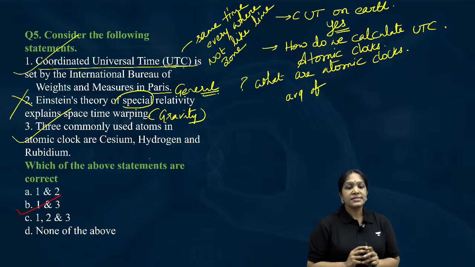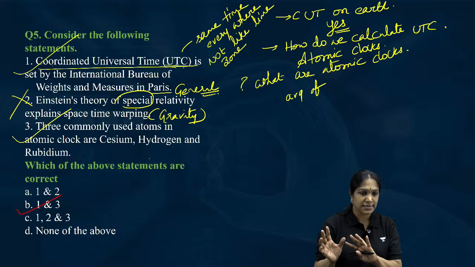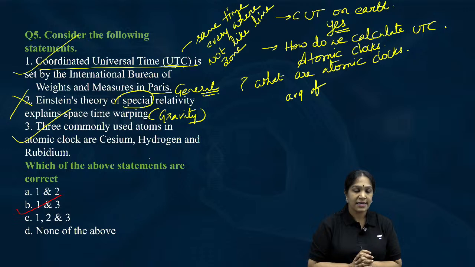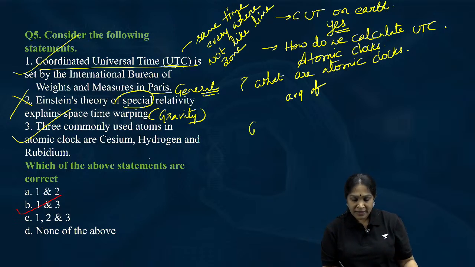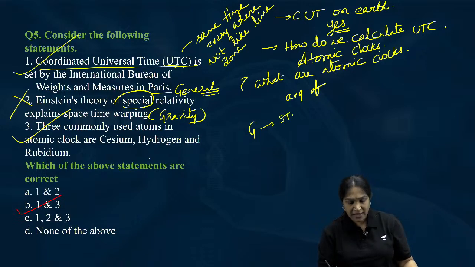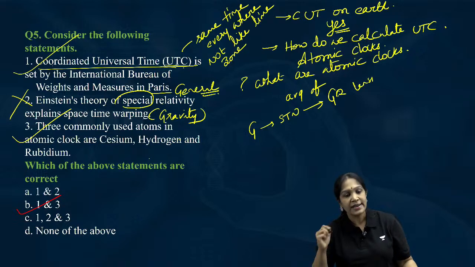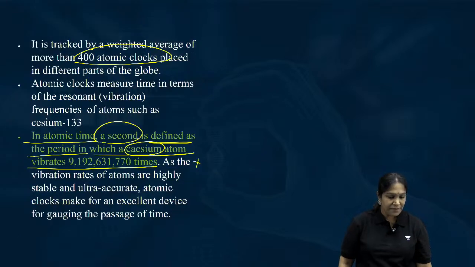Preeti, space-time warping is not directly responsible for gravitational lensing. Indirectly, yes. But directly, gravitation is the reason for gravitational lensing, and gravitation is because of space-time warping. Like that, indirectly it is related. Yes. So we discussed everything related to question number 5.